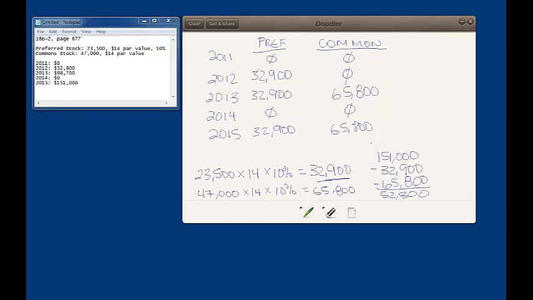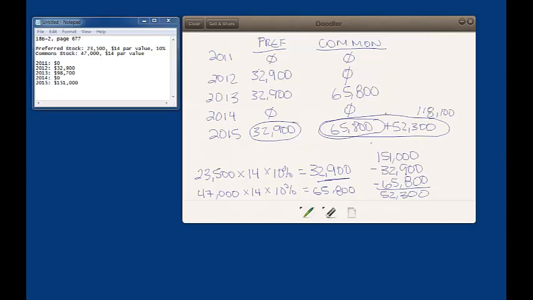Okay, so at this point we move to step 3, which is to determine the par value of preferred and common stock if the preferred stock is participating. Okay, in this situation, the preferred stock is non-participating. So all of the remaining dividends go to common stockholders. So not only do they get this, they also get the 52,300. So in 2015, preferred stockholders get 32,900, and the common stockholders get the sum of these two numbers, which happens to be 118,100.